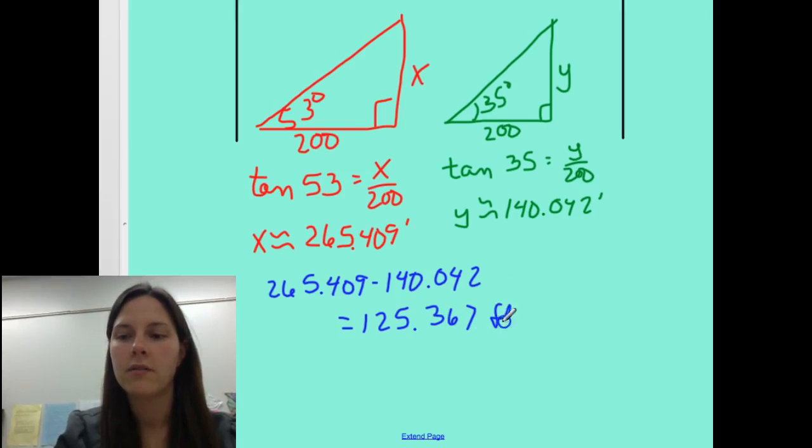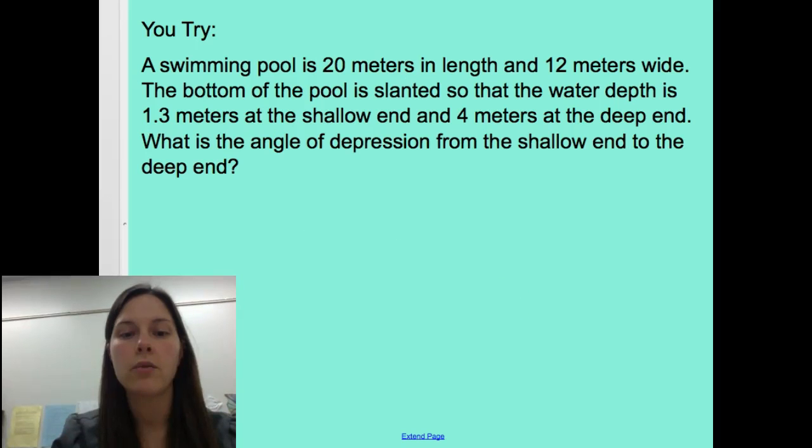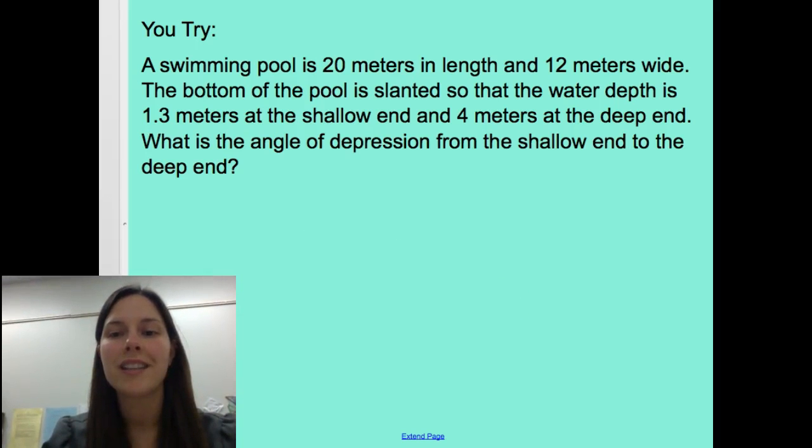All right, so I've got one you-try problem for you. Try and set this up carefully. Make sure you have a picture that matches the situation, and then use your SOHCAHTOA.